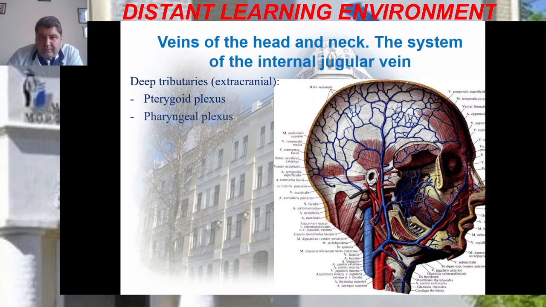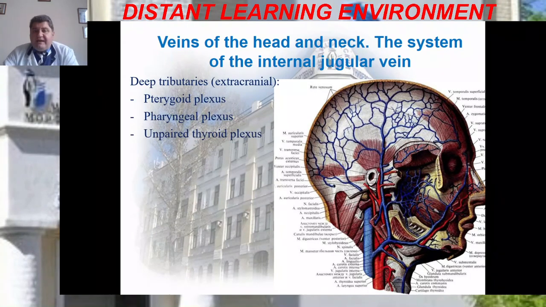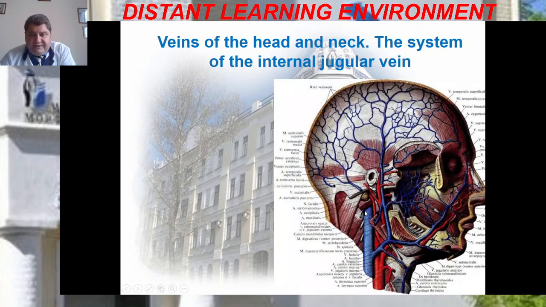So you may see plexuses, the three-dimensional anastomosis of veins. The pterygoid plexus is here. The pharyngeal plexus is situated surrounding the pharynx, and also surrounding the thyroid gland, as I showed you earlier, is situated the unpaired thyroid plexus.